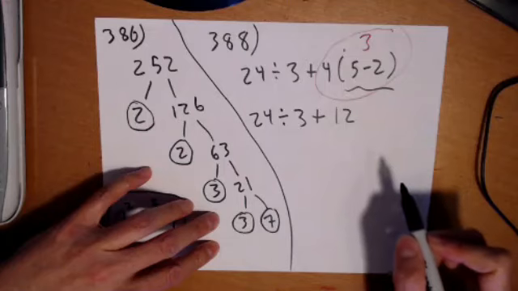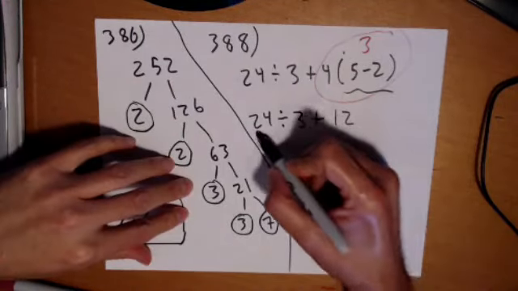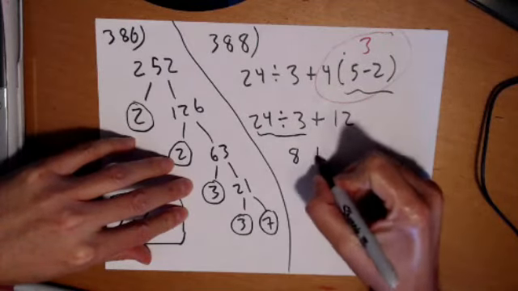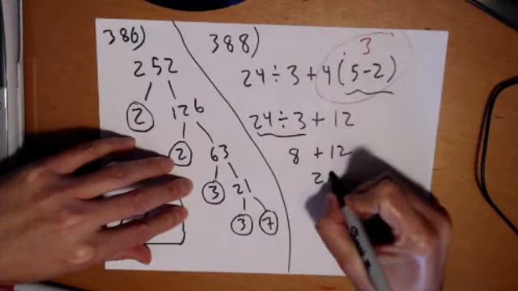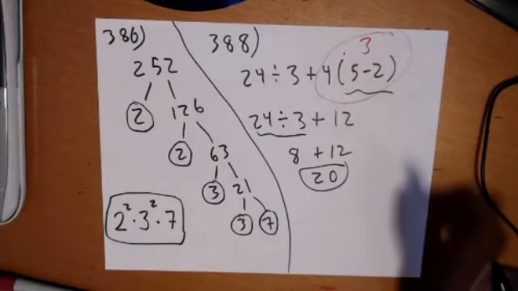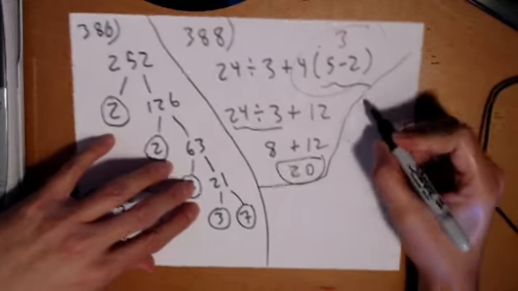Okay, we got to do all multiplications and divisions before any additions and subtractions, so let me do that. 24 divided by 3 is 8. Plus 12, and that gives us 20. Okay, 390. Can I save some paper? Maybe.